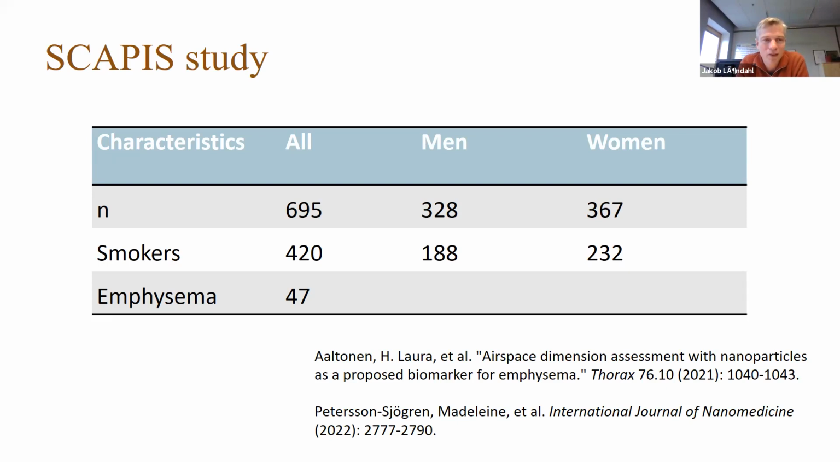It was called SCAPIS, the Swedish cardiopulmonary imaging study, and we used our instrument to measure on about 700 people that attended this study, and they did all sorts of lung function measurements. These were not really patients; they were just the population average. But some of them were smokers. I must have some number wrong here. But 47 of them were patients with emphysema.